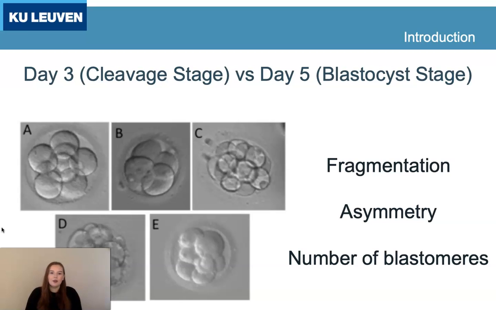And 3 relevant variables that embryologists look at when determining the health of an embryo at this stage are the degree of fragmentation, so the amount of fragments in the embryo, the asymmetry or the differences in size between different cells, and the number of individual cells in an embryo.